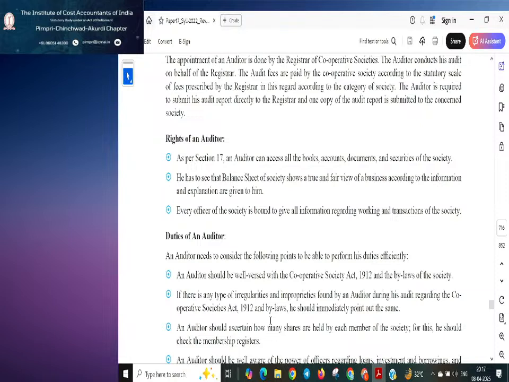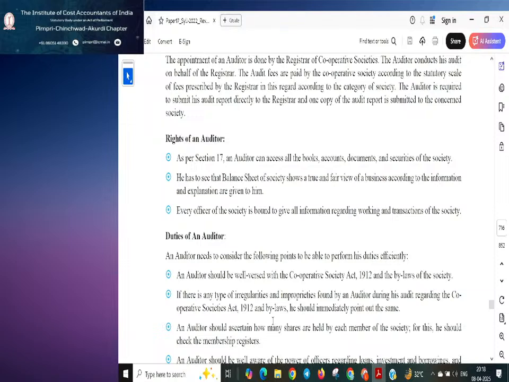As an auditor of a cooperative society, what rights does he have? He can access all books, accounts and documents which he requires for verification from the society. And he has to see whether the balance sheet of the society shows a true and fair view of the business. Every officer of the society is bound to give all the information regarding the working and transactions of the society. It is very important. These are all rights of an auditor. No one can deny or withhold this information.